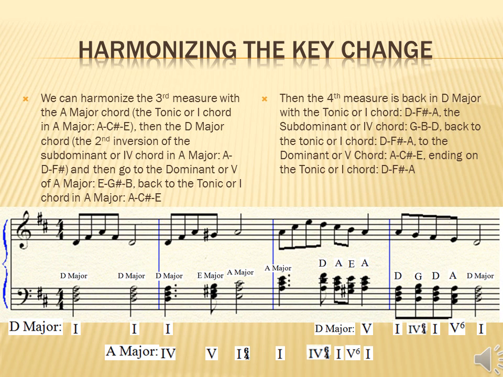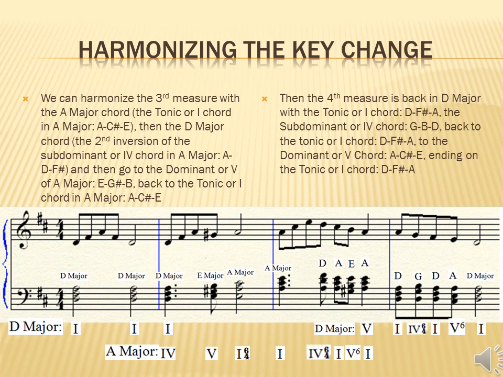We can harmonize the third measure with the A major chord, the tonic or 1 chord in A major, A, C sharp, E. Then the D major chord, the second inversion of the subdominant or 4 chord in A major, A, D, F sharp. And then go to the dominant or the 5 chord of A major, E, G sharp, B. Back to the tonic or 1 chord in A major, A, C sharp, E.